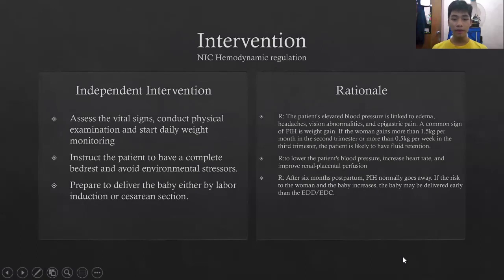So prepare to deliver the baby either by labor induction or cesarean section. After 6 weeks postpartum, PIH normally goes away. If the risk to the woman and the fetus increases, the baby may be delivered earlier than the estimated date of delivery, EDD.